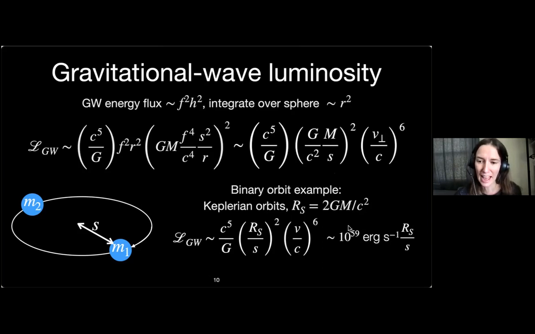But then if you can get something orbiting around its companion close compared to the size of a black hole, which is a non-trivial prospect to be sure, then you can get a huge amount of energy being emitted by this system. So on the order of say 10 to the 60 ergs per second, if you like astronomy units.